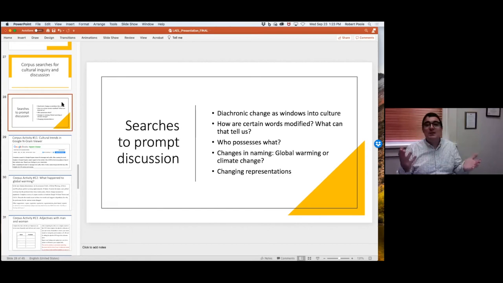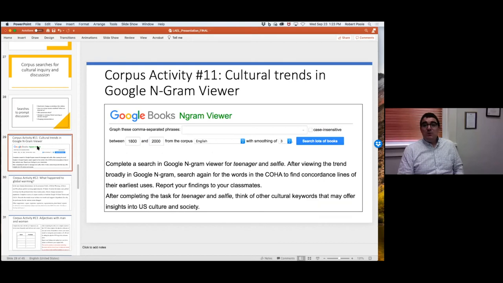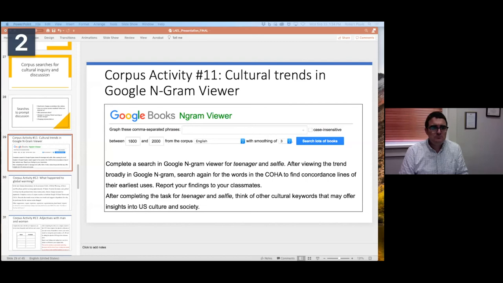So Google Ngram Viewer, I shared that link with you. It's simple and straightforward, certainly does not provide the depth of information that COCA or iWeb or the Corpus of Historical American English provide, but for seeing trends over time, clearly and immediately visible, the Google Ngram corpus can be quite cool. I will toggle over the screen sharing to the Google Ngram corpus.